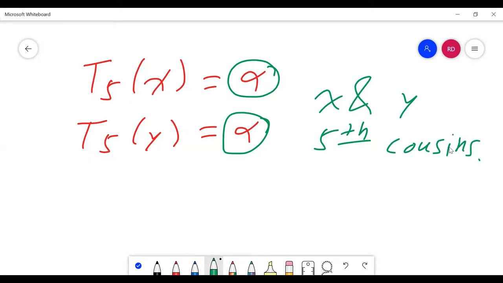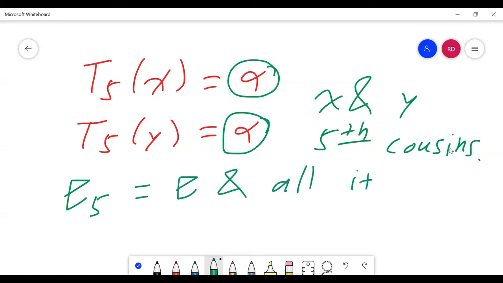So again, this is not a formal term. This is just how I think of it. So if I said then E sub 5 is E and all its fifth cousins, all the other things that end up going to the same places that E gets taken to.